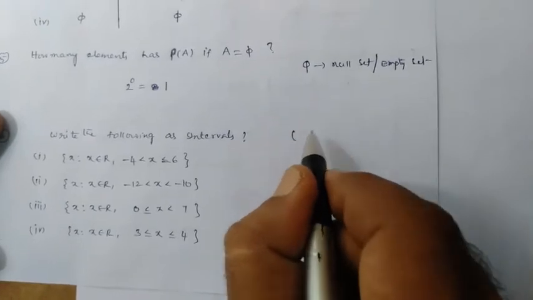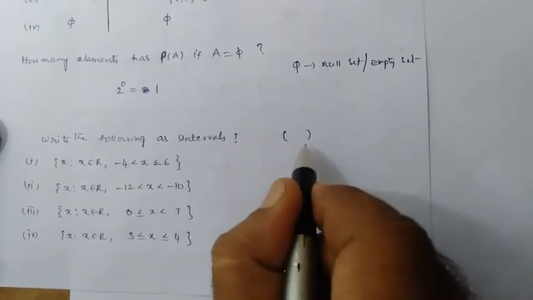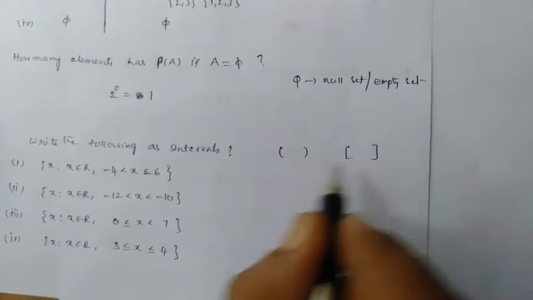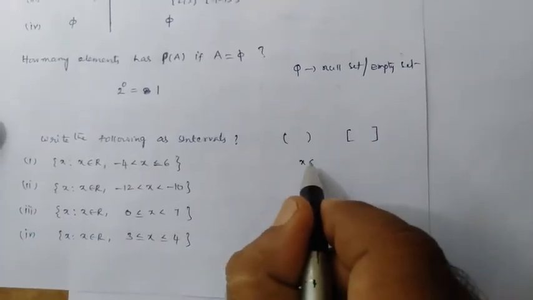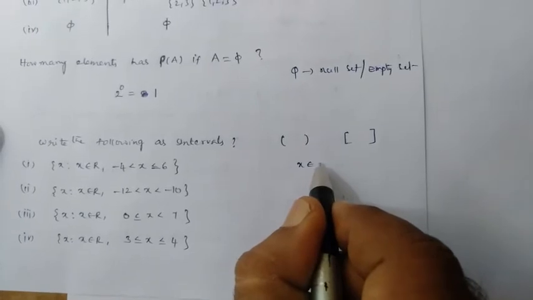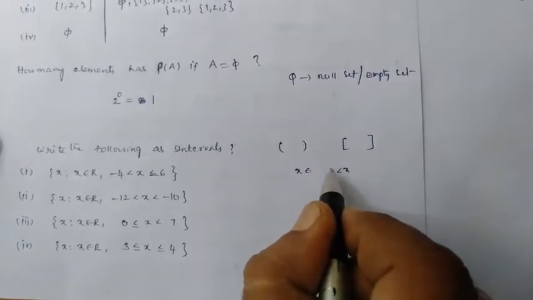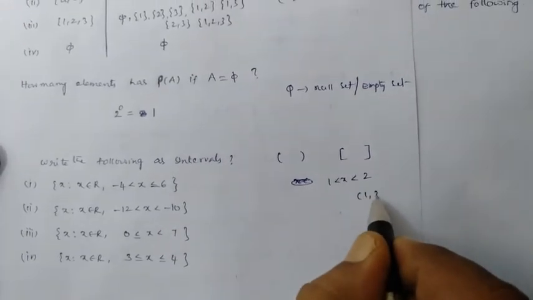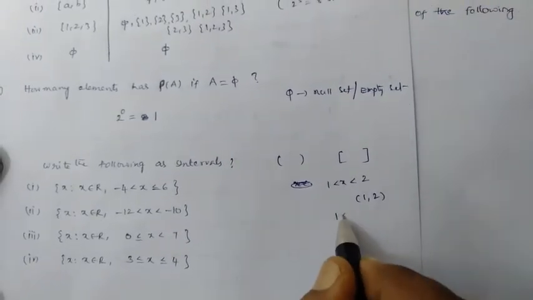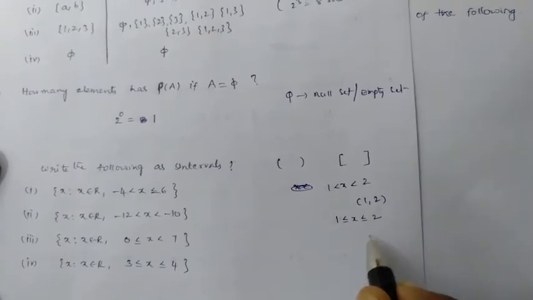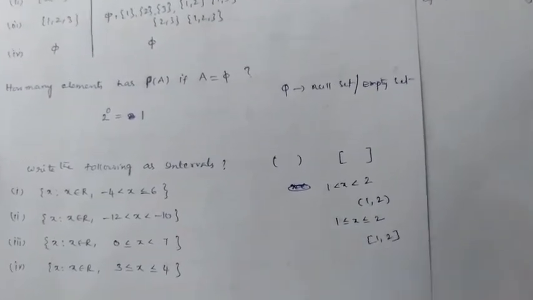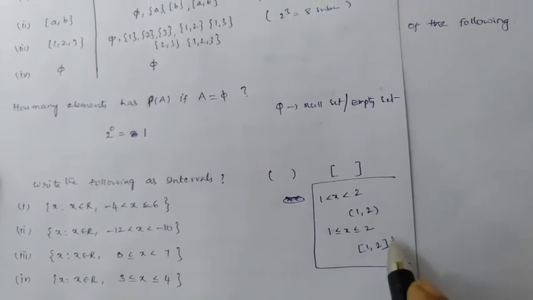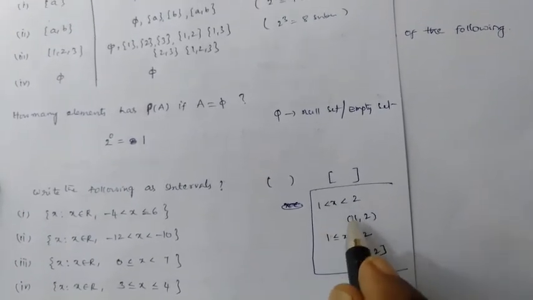Open interval will be denoted by these symbols, and closed interval will be denoted by this symbol. Suppose x belongs to only the elements between 1 and 2, excluding 1 and 2, we put the open interval symbol. If 1 is less than or equal to x less than or equal to 2, then we put the closed interval symbol, 1 comma 2. If it includes, then we use the closed brackets. If it excludes, we use the open interval.